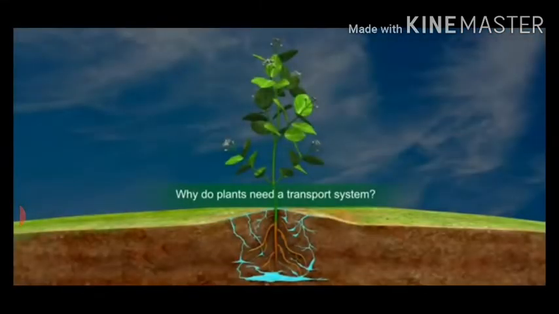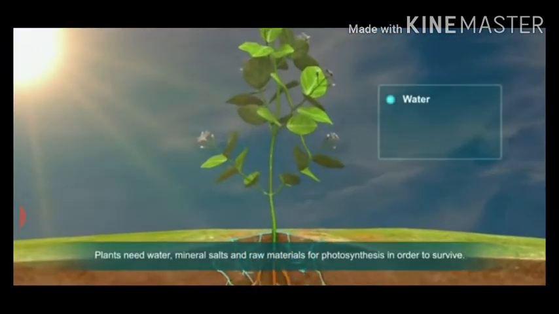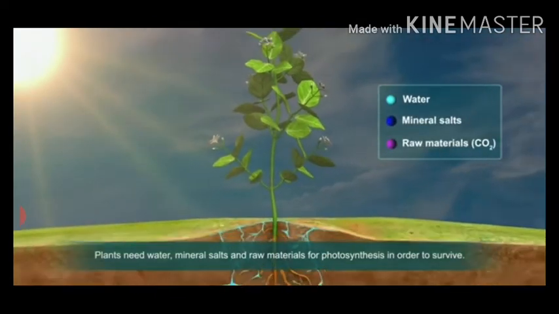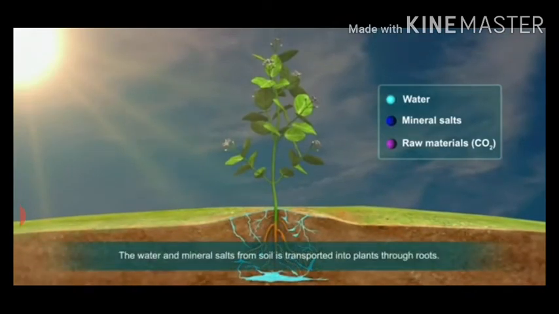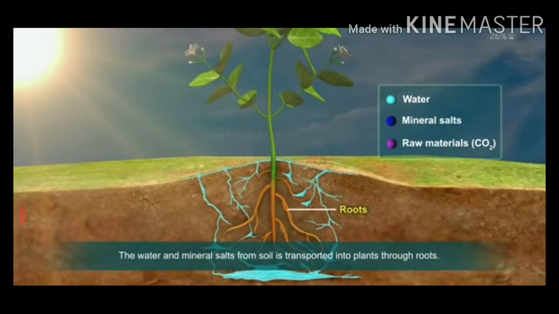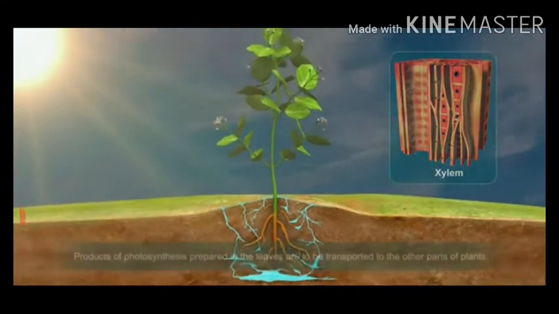Why do plants need a transport system? To carry water, minerals and raw material for photosynthesis in order to survive, like mineral salts, nitrogen, phosphorus and potassium that are essential for the growth of the plant. Water and mineral salts from the soil are transported through roots and through the water carrying tubes in the stem that are known as xylem.